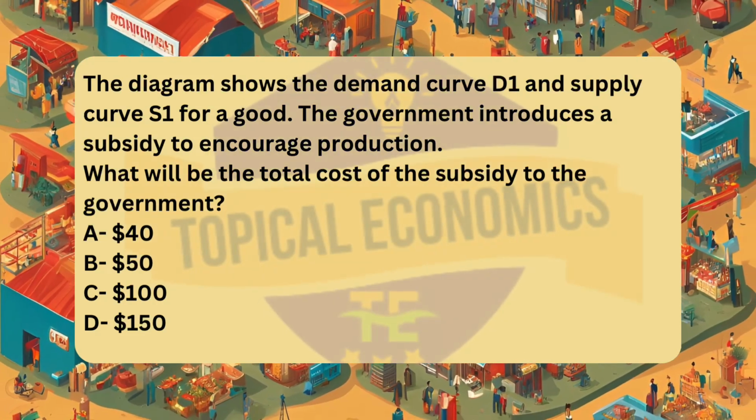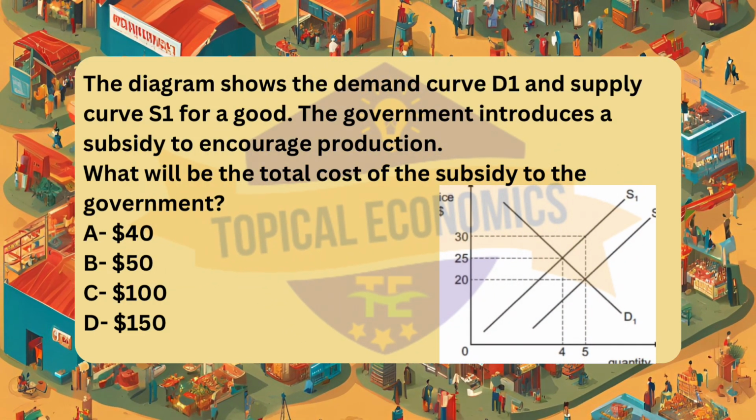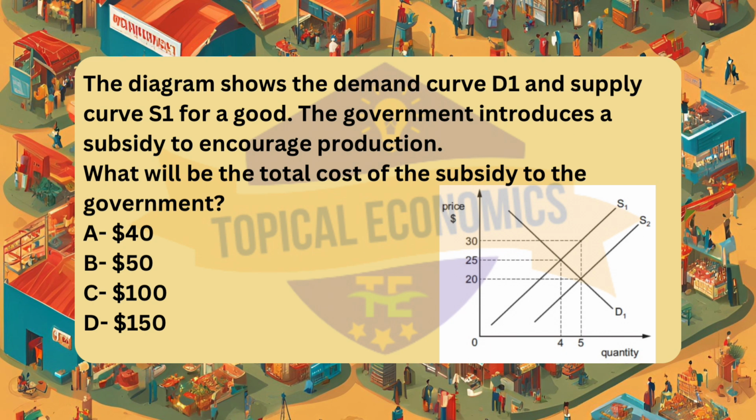Moving to question 12. The diagram shows the demand curve D1 and supply curve S1 for a good. The government introduces a subsidy to encourage production. What will be the total cost of the subsidy to the government? This question is from year 2019 May-June version 1 paper. The correct answer for this question is option B, $50.